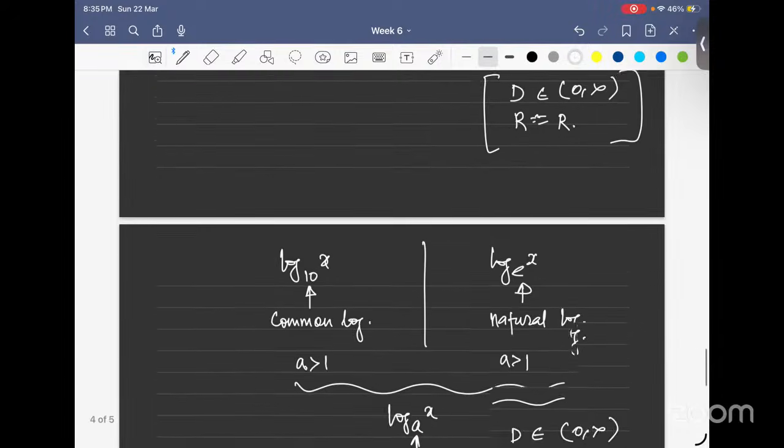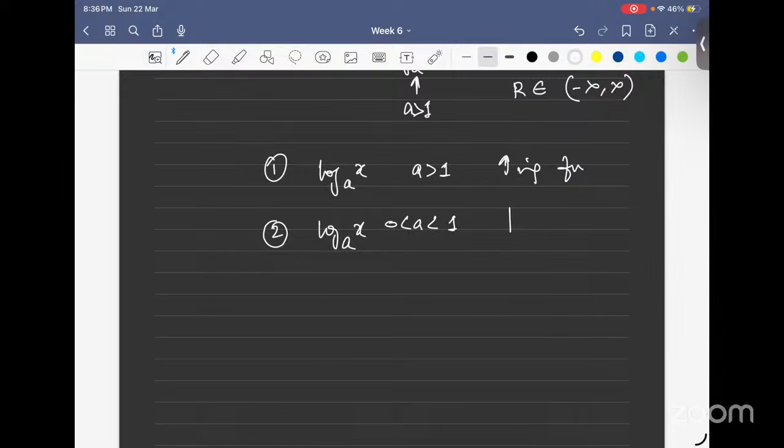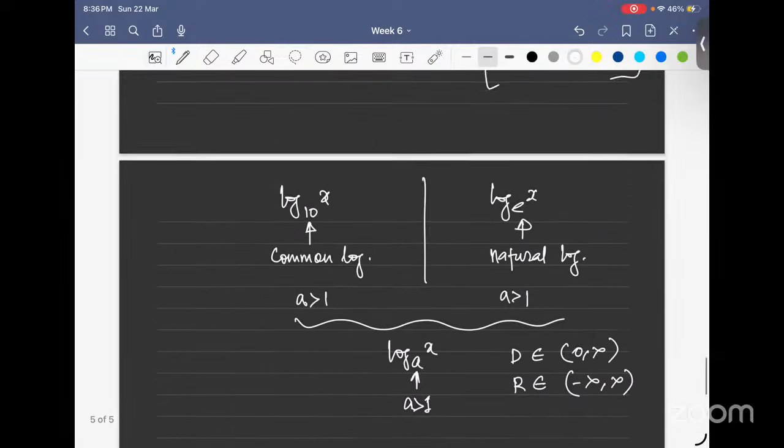First tell me, log of x base a, where a is greater than 1, is it an increasing function or a decreasing function? Increasing. And what about this one? Decreasing function. Okay, you have seen that also.